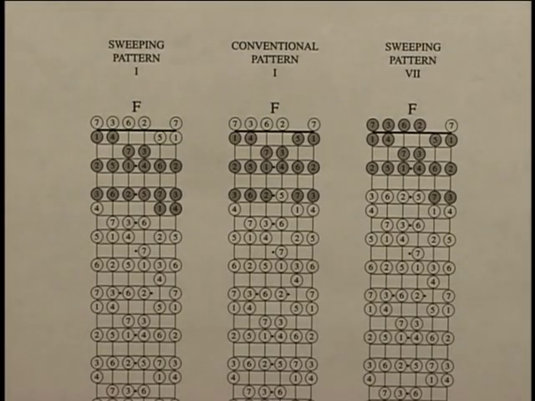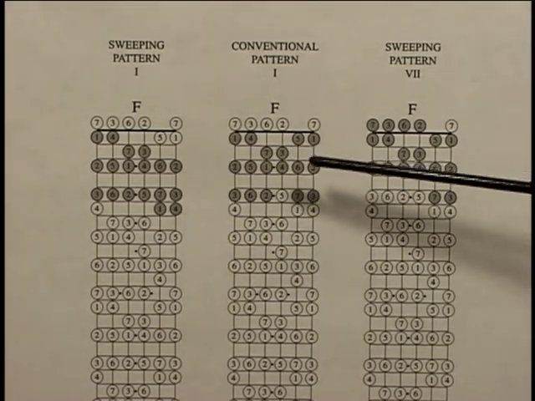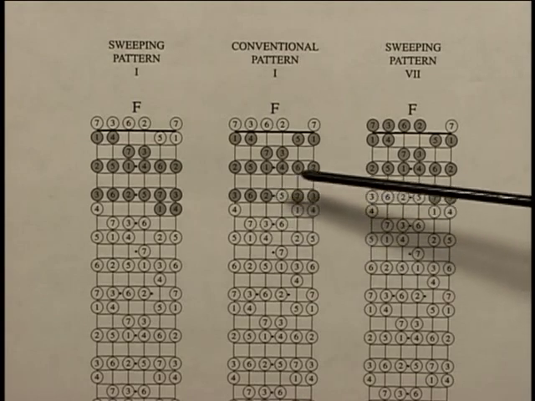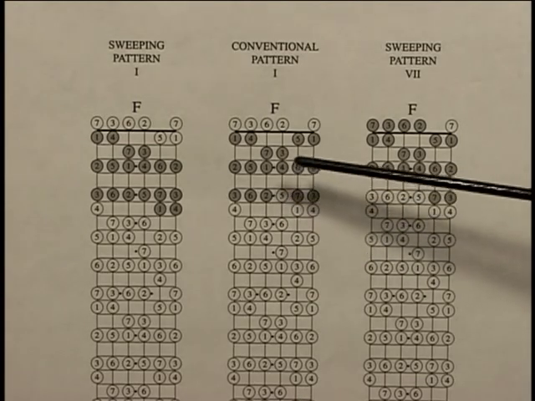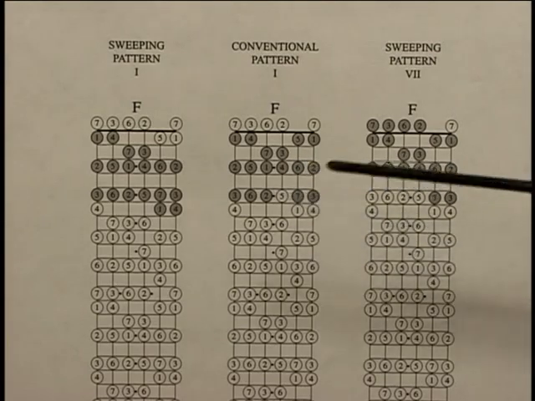The difference between the sweeping and the conventional patterns is that the sweeping patterns have 3 notes on each of the 6 strings, and the conventional patterns have 3 notes on 5 of the strings and 2 notes on 1 of the strings, usually the 2nd or the 3rd string.